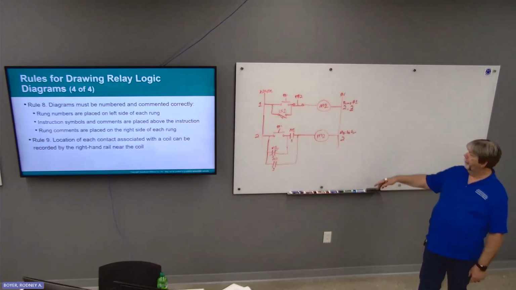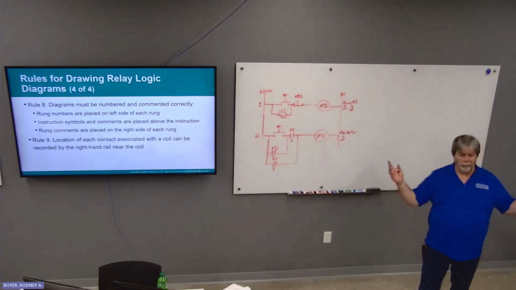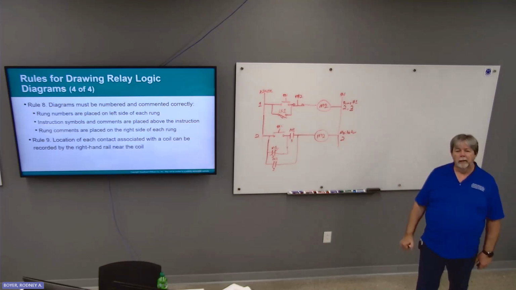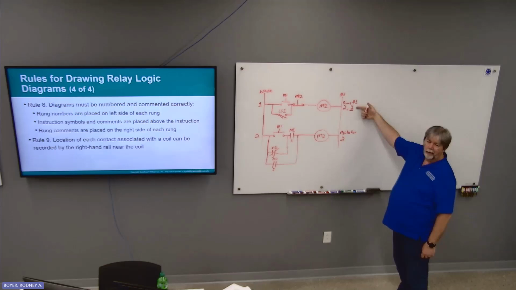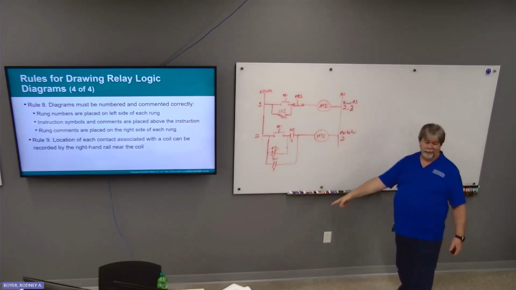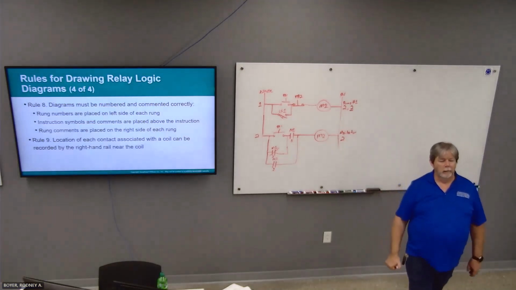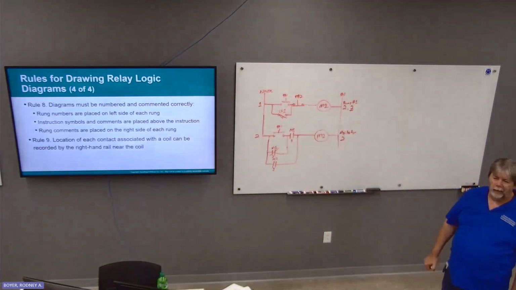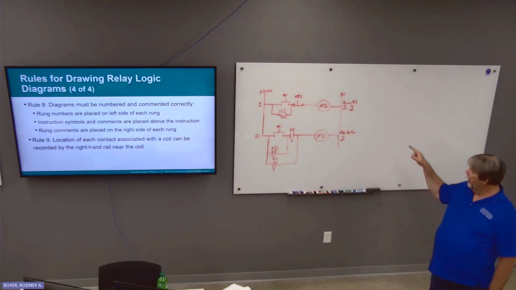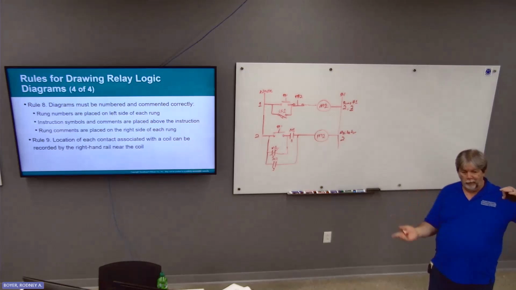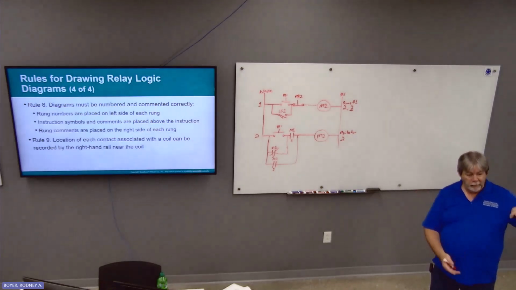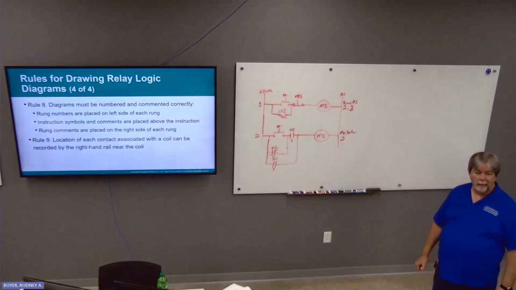Okay, if your diagram is 500 rungs long, and motor 1 control is up here on rung 1, and you've got a contact that's associated with it down on rung 327, being able to reference it and say, okay, well, I can skip 2 through 326 and not even look at them. You can imagine how much time that saves, right?